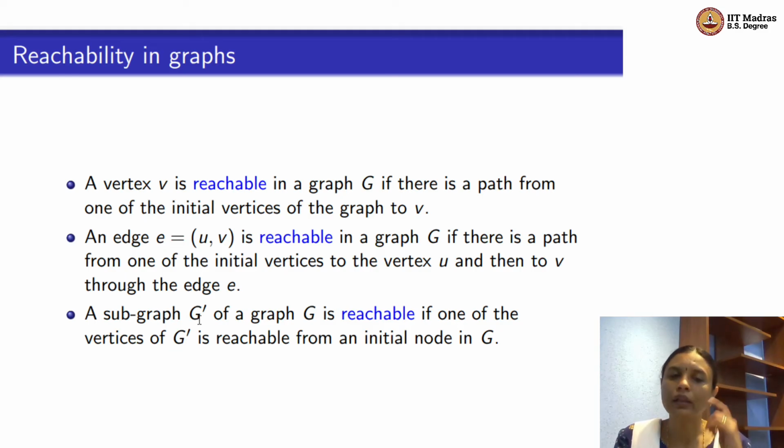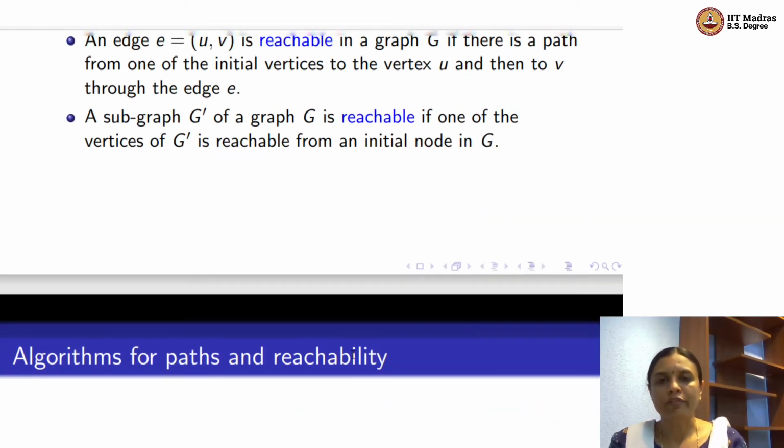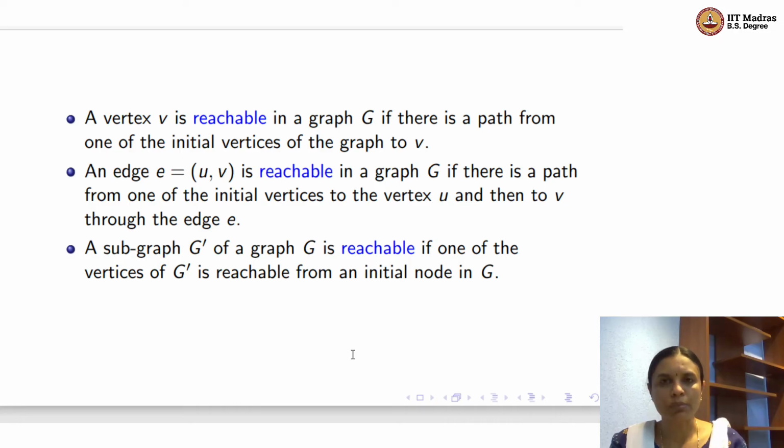Fine. Then the notion of a subgraph. Subgraph is just a smaller graph of a graph. So, you can talk about an entire subgraph being reachable from an initial node if one of the vertices in the subgraph is reachable. We may not use reachability of subgraphs, but we will use reachability of vertices and reachability of edges. Okay, fine. So, we now understand what is reachability.